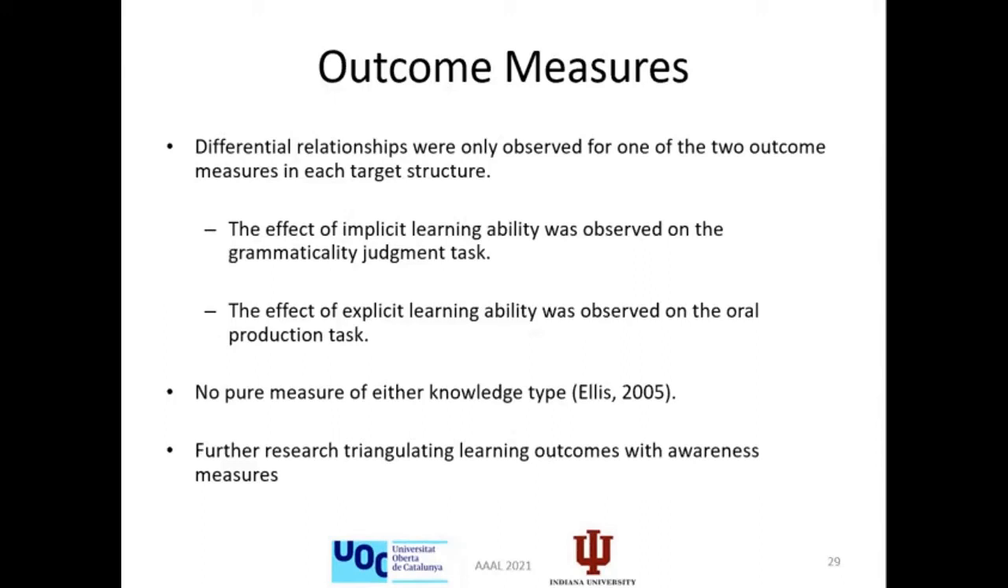So, as pointed out in the previous literature, there are no pure measures of either knowledge type. Tests cannot be expected to measure a single knowledge type. So it is possible that the oral production task and grammatical judgment task used in this study might have tapped the type of knowledge that they are not expected to tap. Of course, future research triangulating learning outcomes with awareness measures could throw more light on the type of knowledge measured by each of these tests.